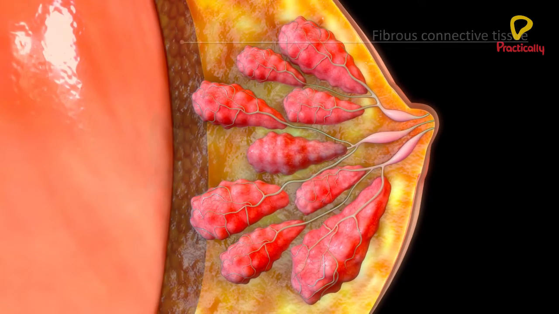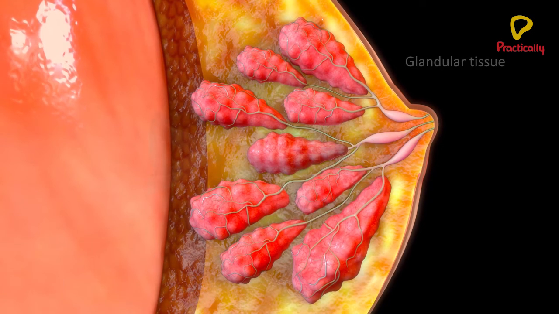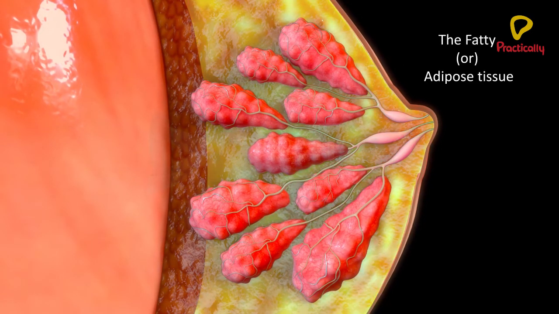The fibrous connective tissue supports the glandular tissue and the ducts. The fatty or adipose tissue is present between the mammary lobes and also covers the mammary gland.